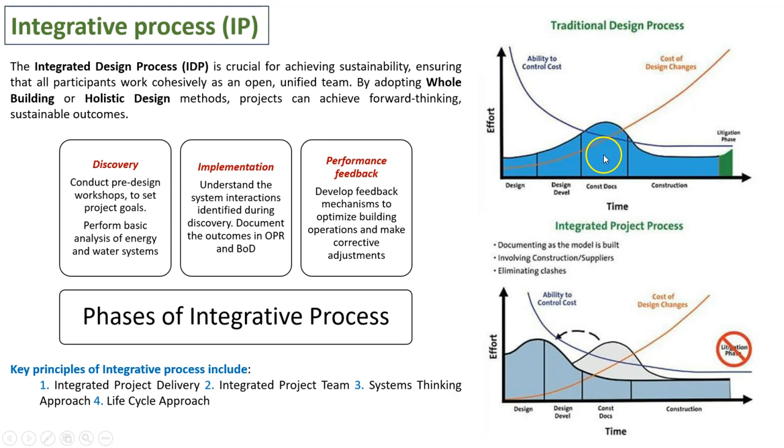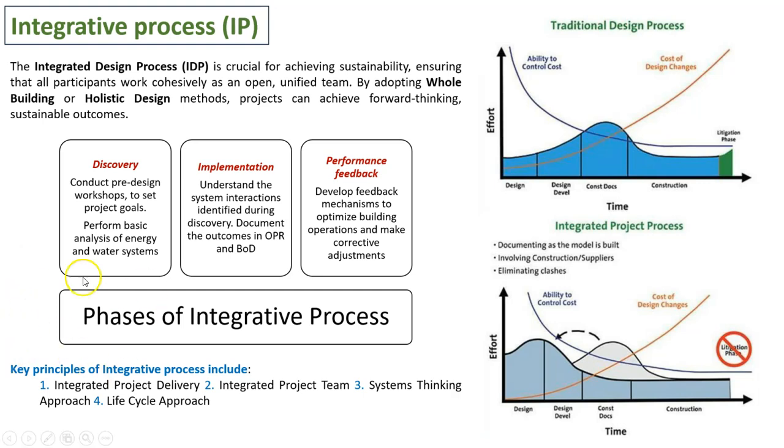On the other hand, in the traditional process, the quantum of effort actually peaks at the center point, construction documents, because during the design level of implementation you don't forecast. So forecasting matters. The phases of the integrative process are three: discovery, implementation, and performance feedback. The discovery phase is all about conducting pre-design workshops to set project goals, to make everybody aware of what they are going to achieve or what they want to achieve.